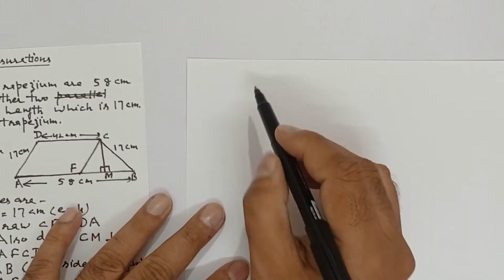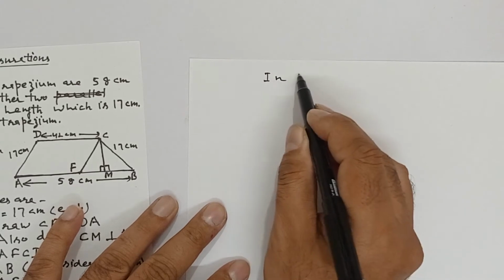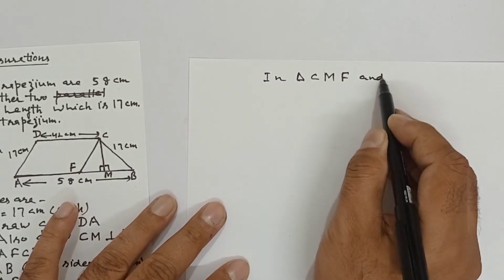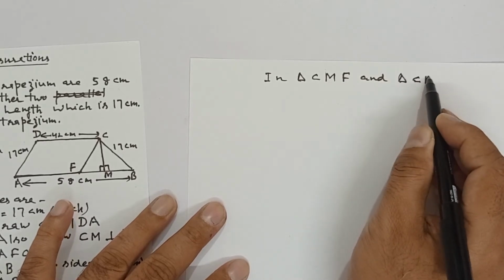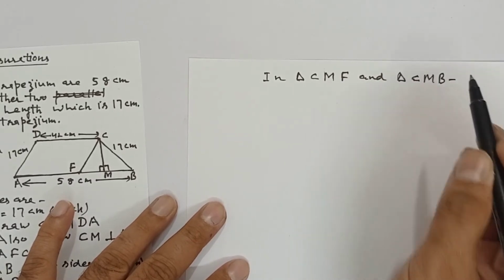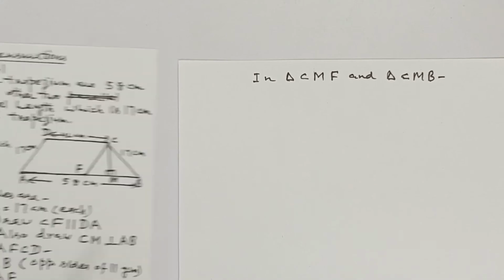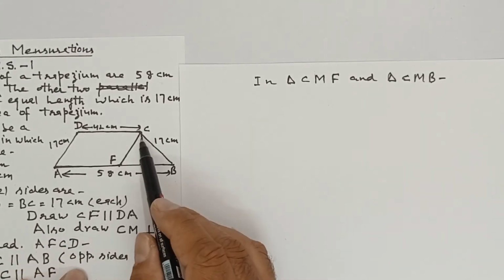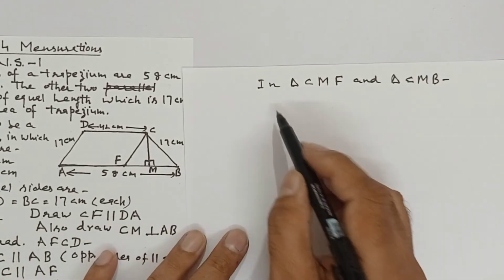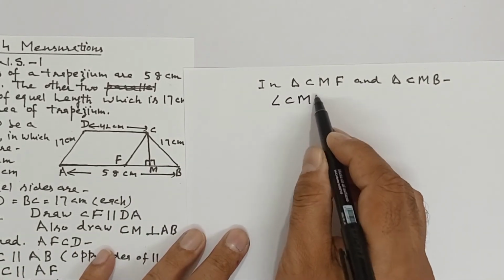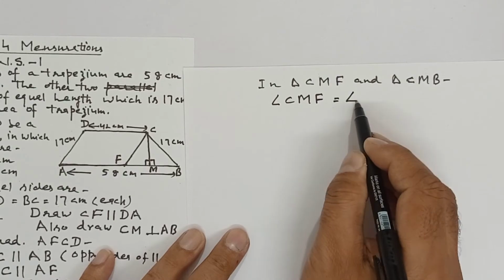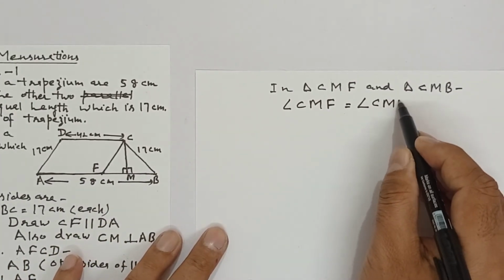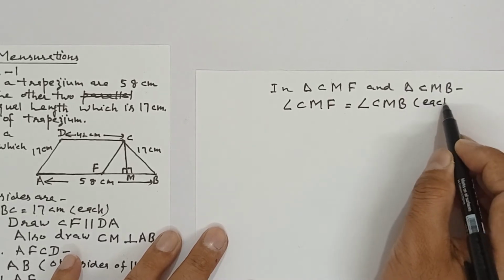So what I am writing, in triangle CMF and triangle CMB we need to prove these congruent. You can observe here I am showing this figure also along with it. Angle CMF is equal to angle CMB, and this is each 90 degree.